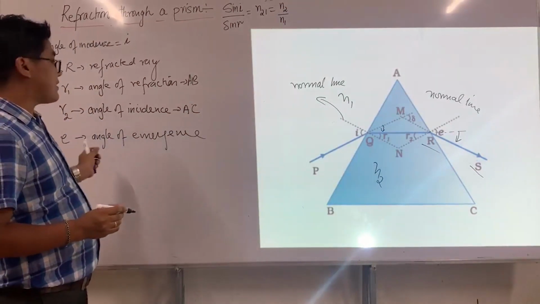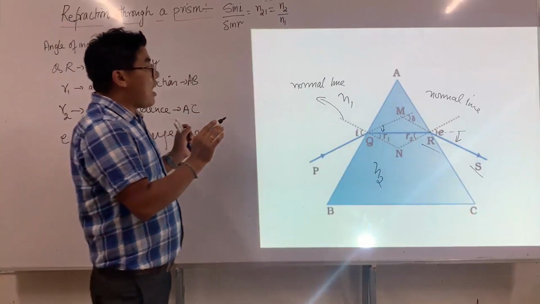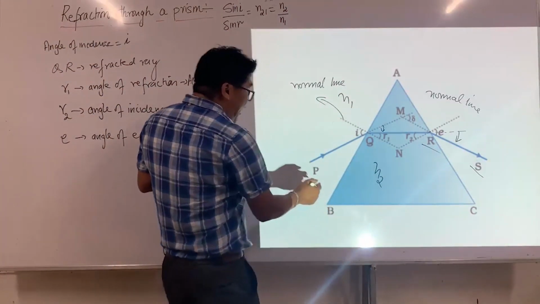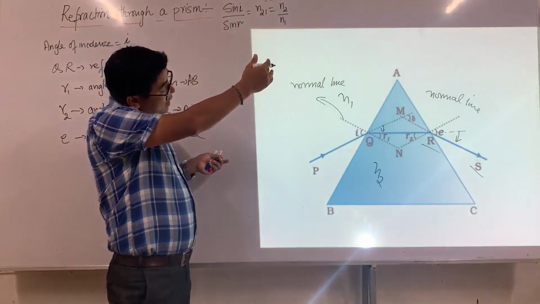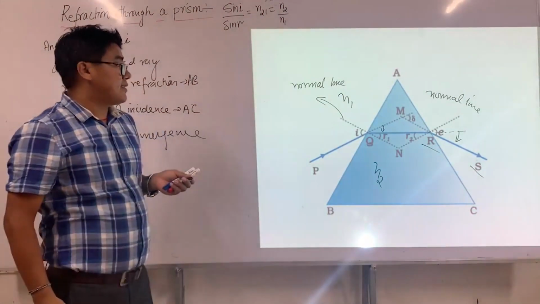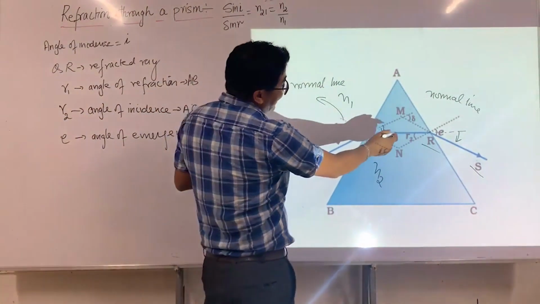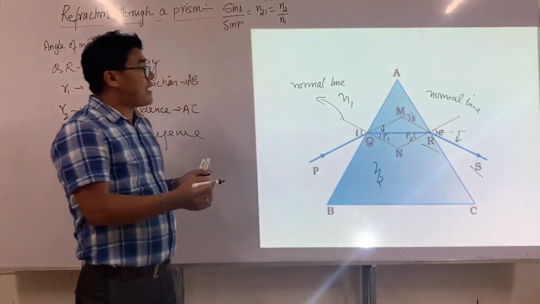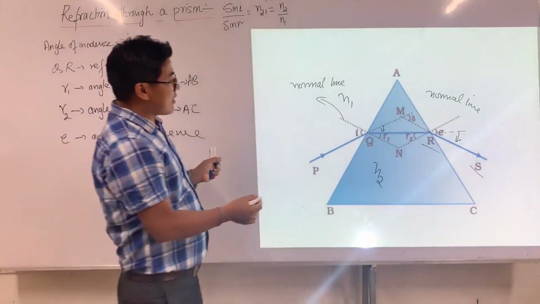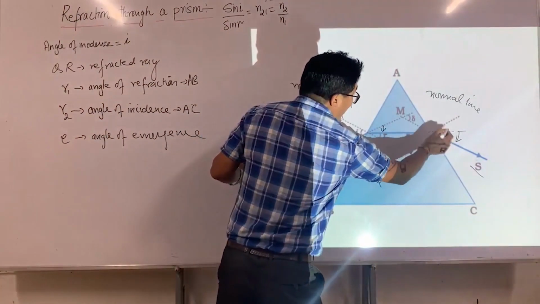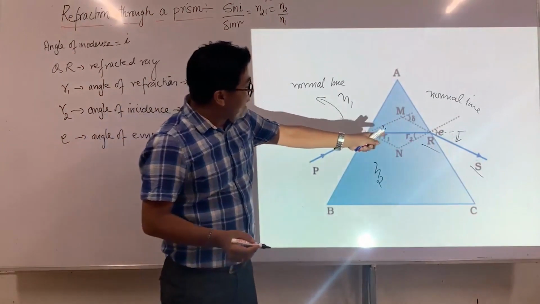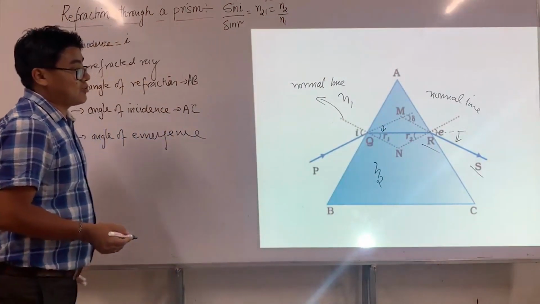Angle of emergence. E is the angle of emergence. Now look here. Side AB offers bending towards the normal, and side AC offers bending away from the normal. Right? Look here, this is towards the normal. So now look, the bending is along the same direction. Bending is towards the same direction, right?